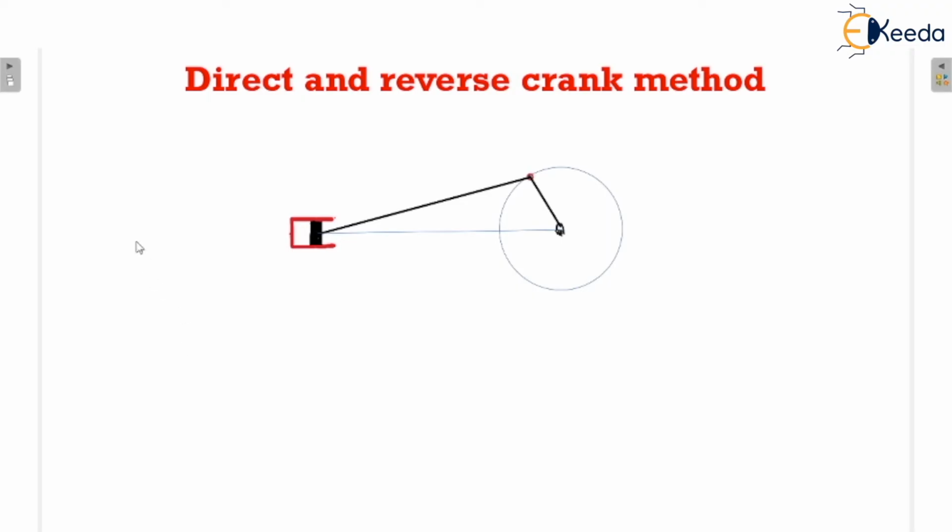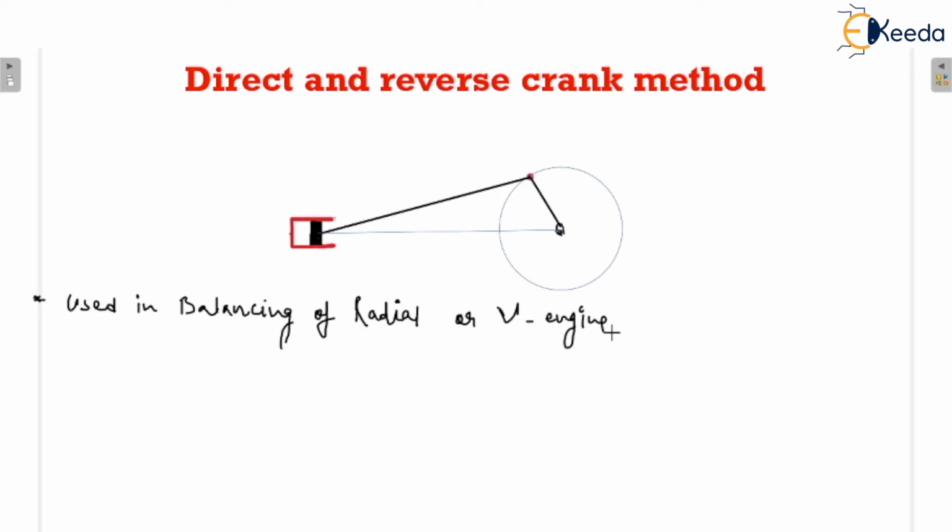What is the use of the direct and reverse crank method? This is used in balancing of radial or V type engines. V type engine means the shape of the engine is V. So it is used in the balancing of radial or V engines. That is the use of the direct and reverse crank method.